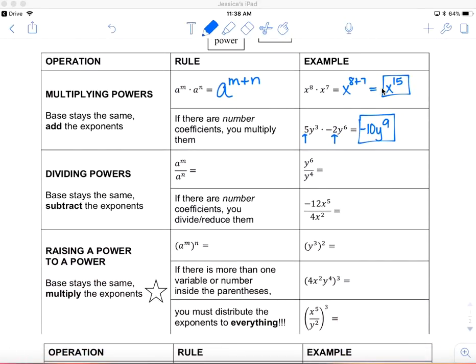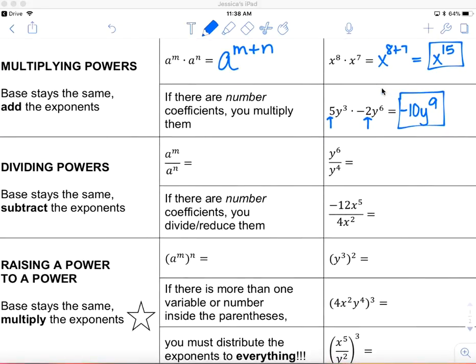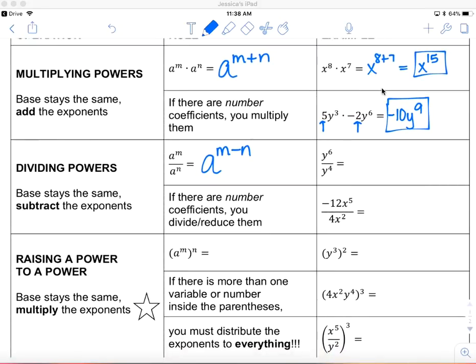Let's look at our next rule. Our next rule is dividing powers. So dividing is the opposite of multiplying. The rule for this is the opposite of the rule for multiplying. For multiplying, we added our exponents. For dividing, a to the m over a to the n, we are going to subtract our exponents. And again, if there are number coefficients, you are going to divide those.